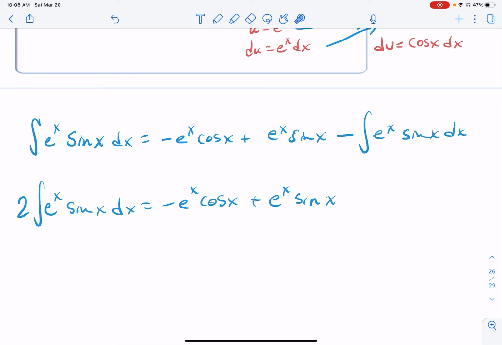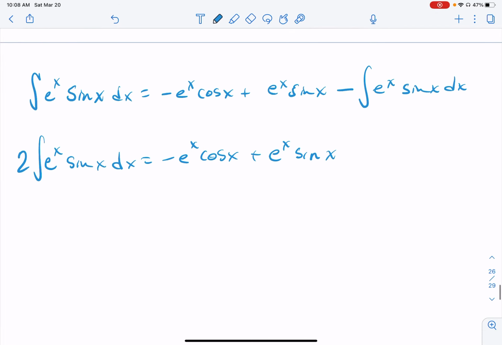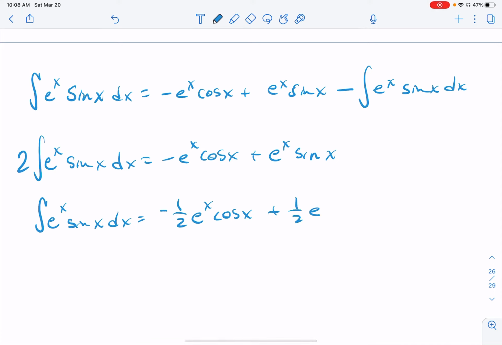Crazy, right? All right, instead of divide by 2, I'll just multiply by half, which is going to make our answer the antiderivative of e to the x sine x dx equal to negative 1/2 e to the x cosine x plus another half e to the x sine x. And it's at this point that we should put our plus C.